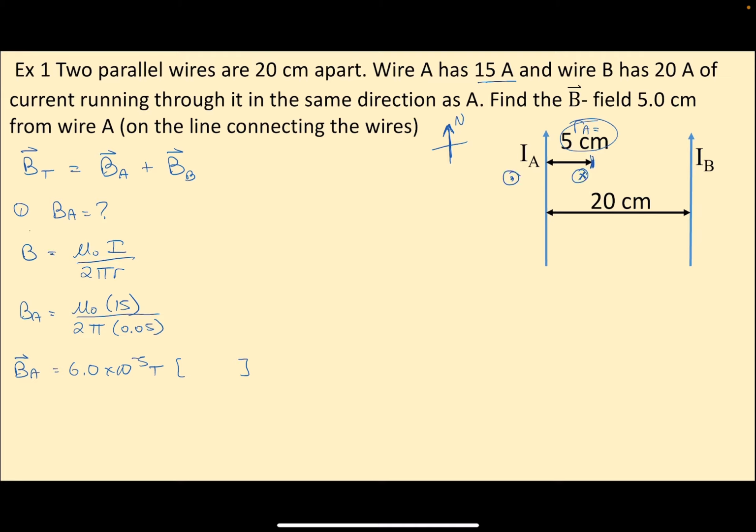So it's going into the screen east of the wire. It's coming out of your device's screen to the west of the wire. Okay, so that is the B field due to A. And at this location, the one that I care about, it's going into the screen, your device's screen, or into the page is what we often say.